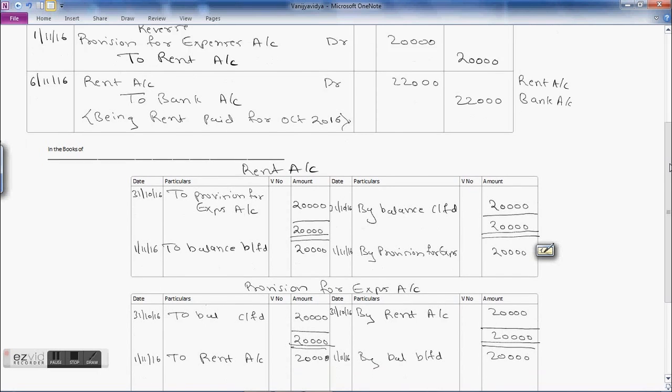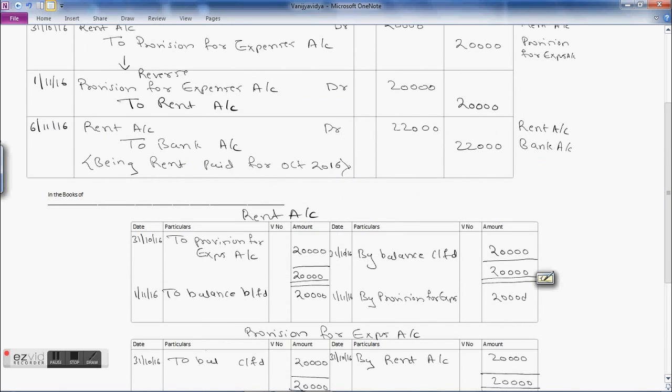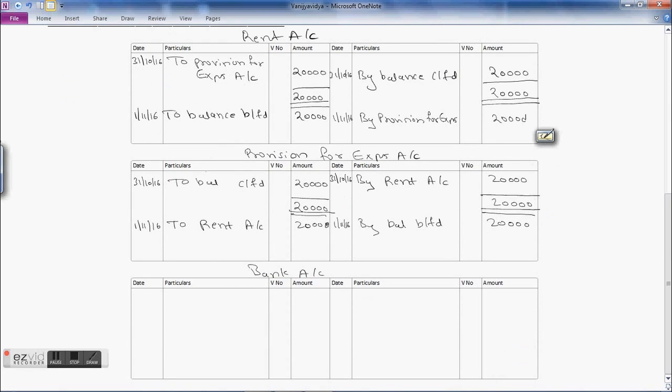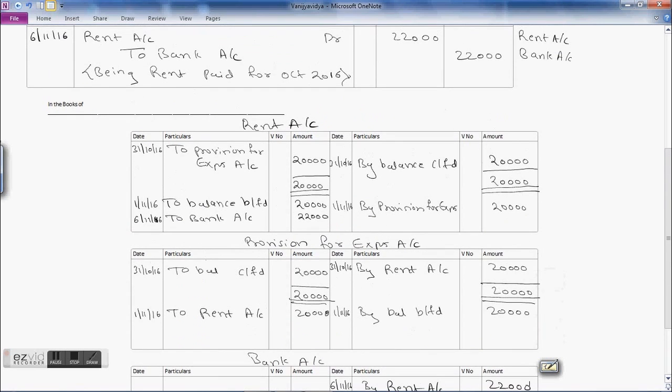Now what is the entry on 6th November? Rent account debit 22,000 to bank account. So on 6th November we'll pass this entry: rent account to bank account 22,000. On the bank account credit side, we pass the entry by rent account 22,000. So this is how we do it.